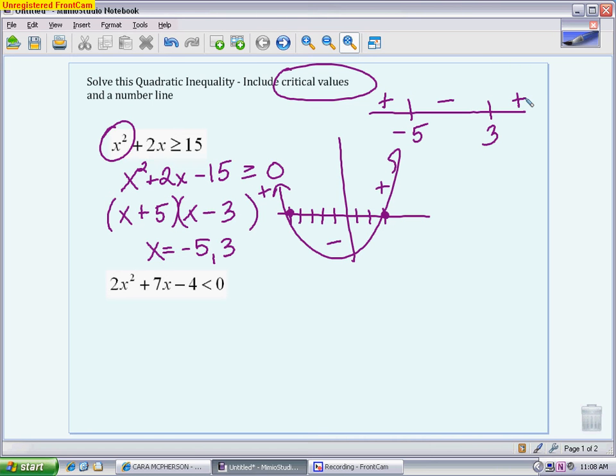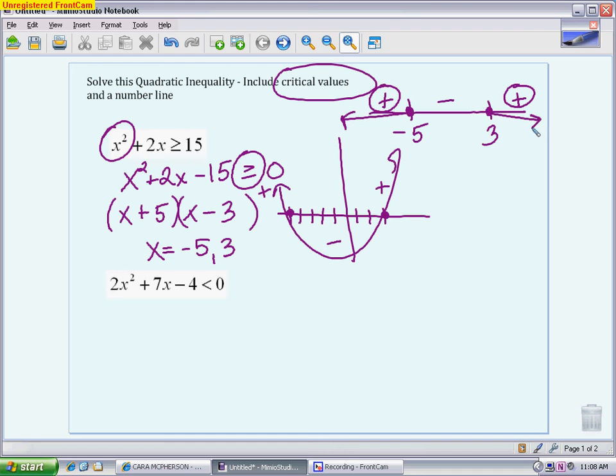Now you want to look at what it was asking. It wanted to know when this parabola is bigger than or equal to 0. It's bigger than 0 or equal to 0 when we have positive values, the ends of this number line. So we want to write our answer as that part of the number line. You can even draw a little ray on your number line and say it's going from here to here, and it's going from here this way.